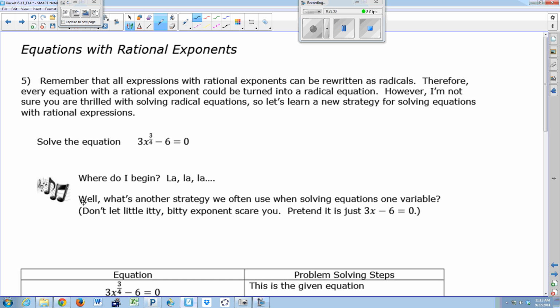So if you want, you can turn x to the 3/4 into a radical, and you can create a radical equation, which we just solved a minute ago. I want to show you a method that's different than what we did a minute ago. So the question here is, where do you start when you see something like this?